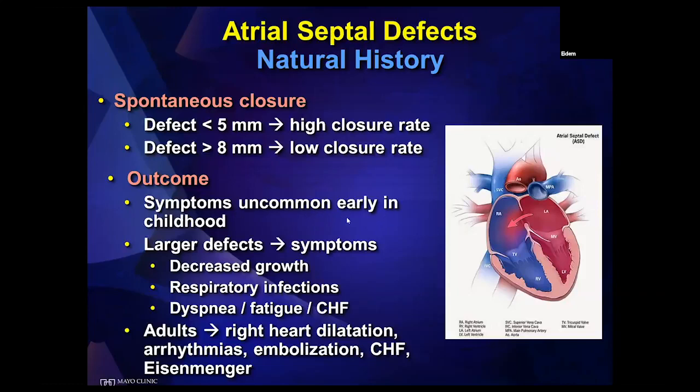Symptoms usually are uncommon in the first few years of life, so we often delay elective closure till 3, 4, 5 years of age. Larger defects may have symptoms such as decreased growth, increased respiratory infections, or dyspnea and fatigue, as well as congestive heart failure, necessitating earlier closure of the defect. In adults that have had unrecognized ASDs, they'll have prominent right heart dilatation, may present with arrhythmias, strokes, heart failure, or similar to ventricular septal defects, can present with Eisenmenger syndrome.